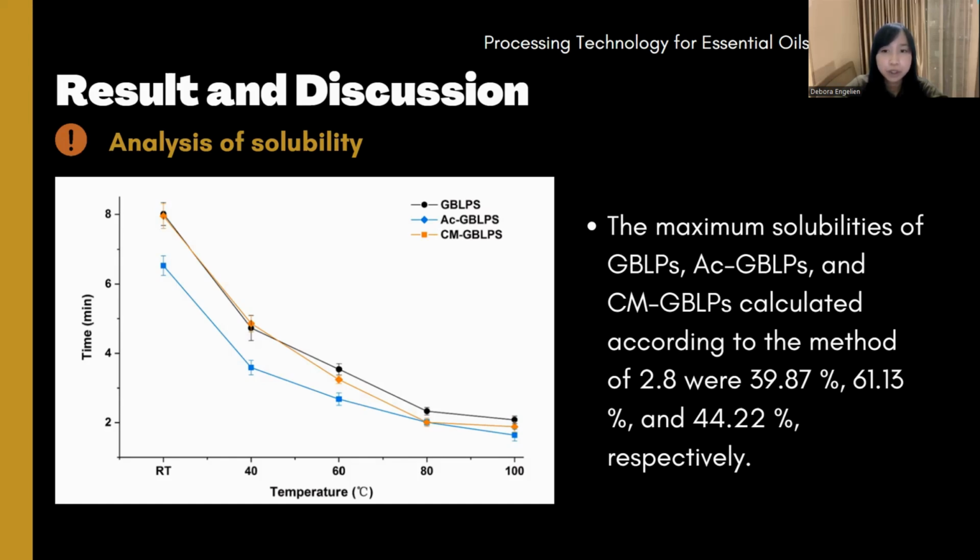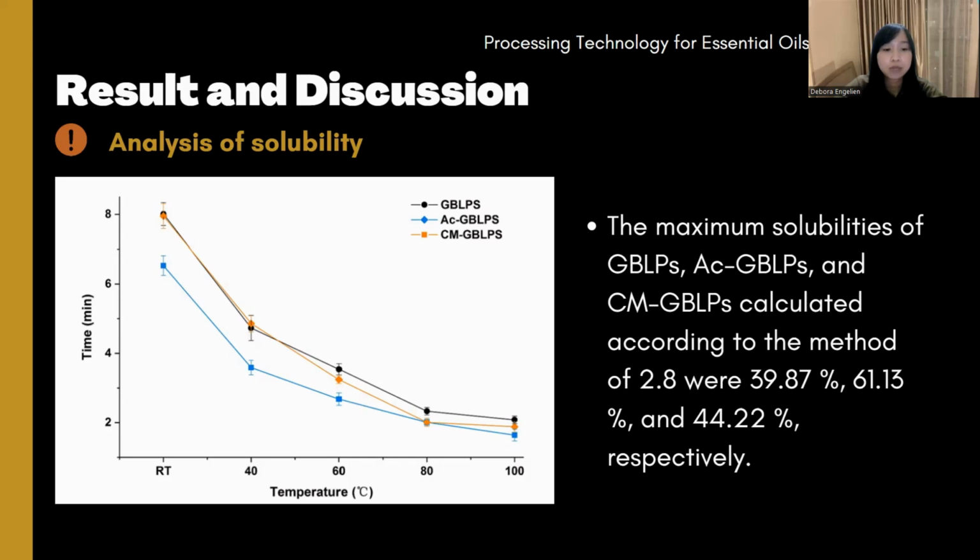And then the maximum solubilities of GBLPS, ACGBLPS, and CMGBLPS calculated according to the method of 2.8 were 39.87%, 60.13%, and 44.22% respectively. So, the mechanism by which chemical modification enhanced the solubility of polysaccharides is thought to be that the modification group changed the spatial structure of the polysaccharides, causing the aggregated polysaccharide molecules to stretch more, which results in the exposure of more hydrophilic hydroxyl groups.